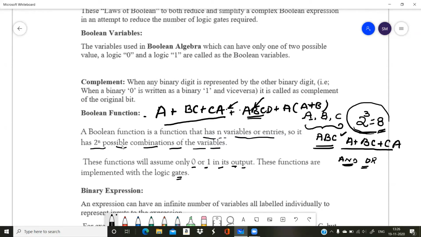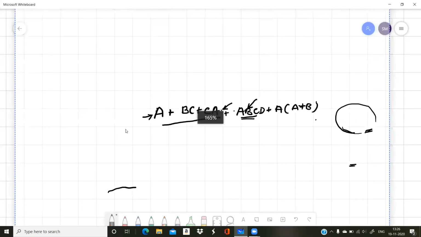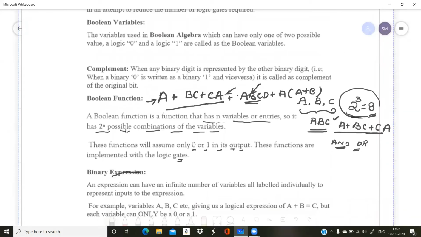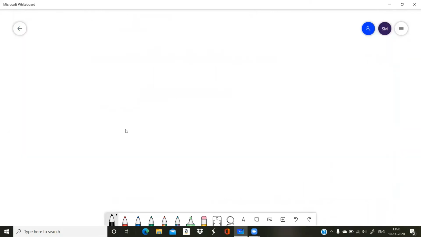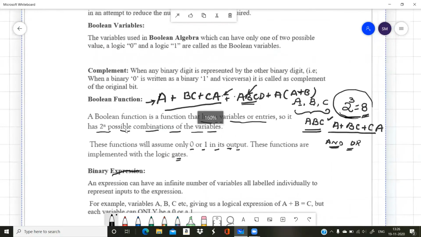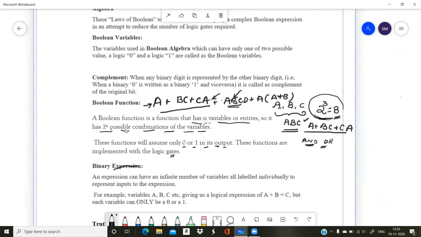So this equation form, what we are writing in the equation form, any expression which is written in some sort of equation form, this is termed as the Boolean expression. These can have any number of variables, and they are labeled individually like A, B, C, D. This is called the Boolean expression.